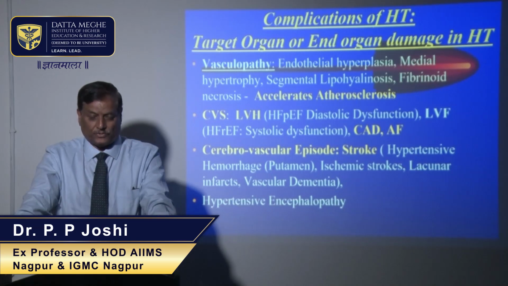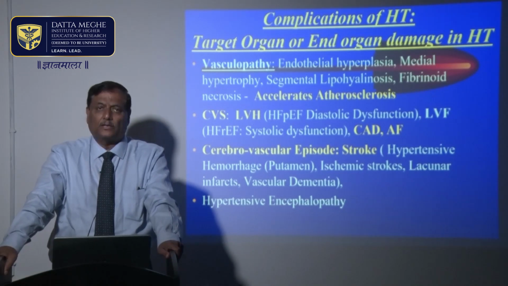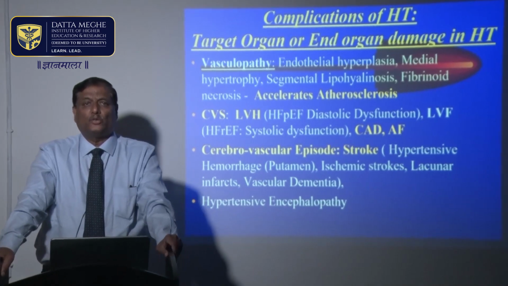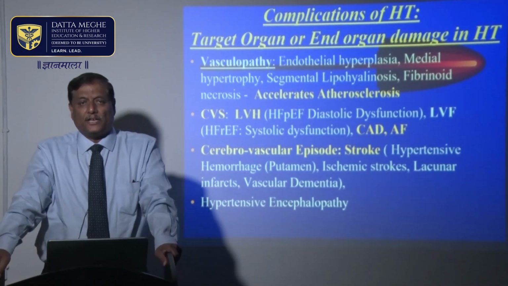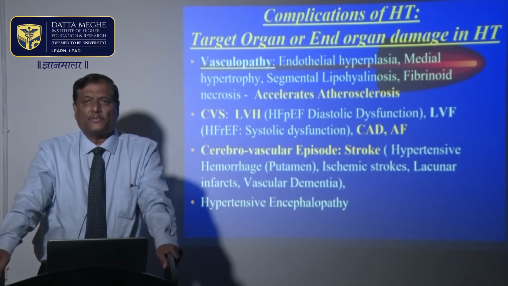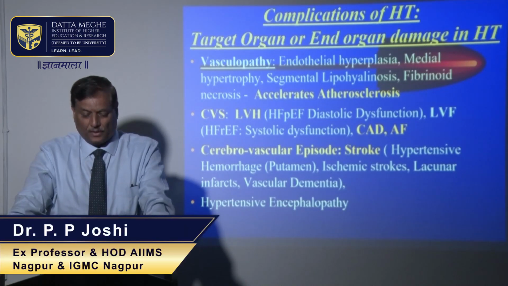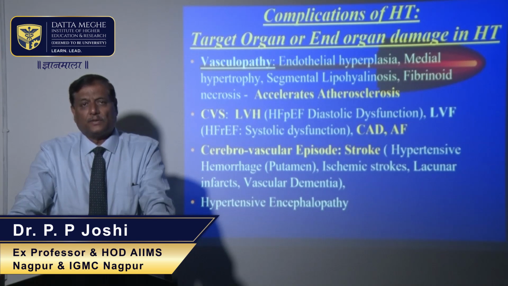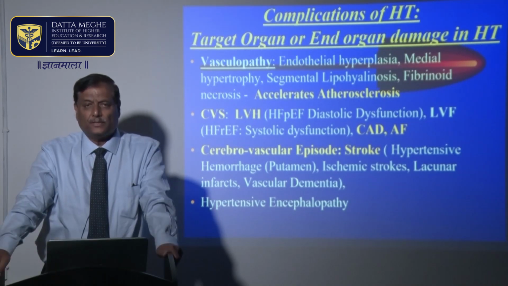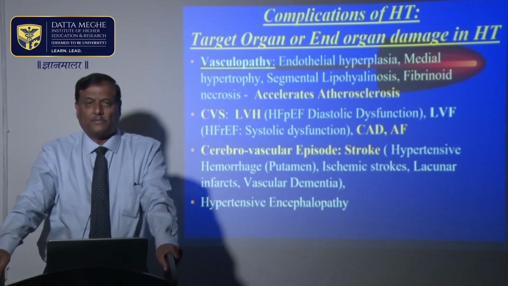it accelerates atherosclerosis. In the cardiovascular system, in the heart, it can lead initially to hypertrophy of the left ventricle, and that would lead to diastolic heart failure, or what is now known as heart failure with preserved ejection fraction. It will lead to diastolic dysfunction. As the hypertension progresses, it would lead further to heart failure with reduced ejection fraction and congestive heart failure.